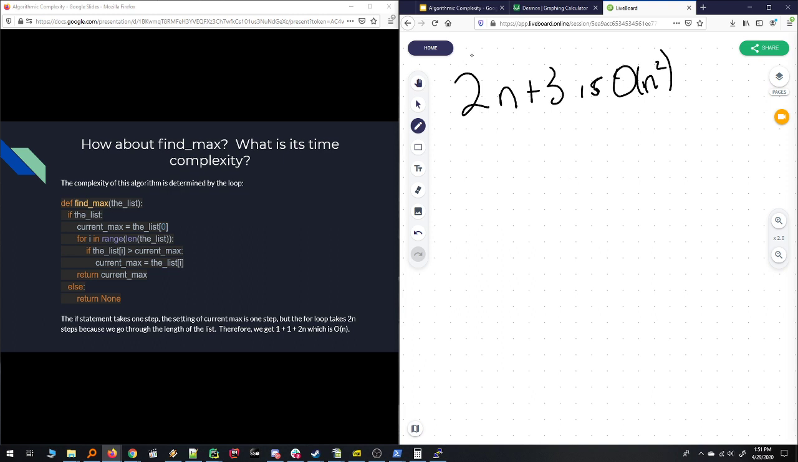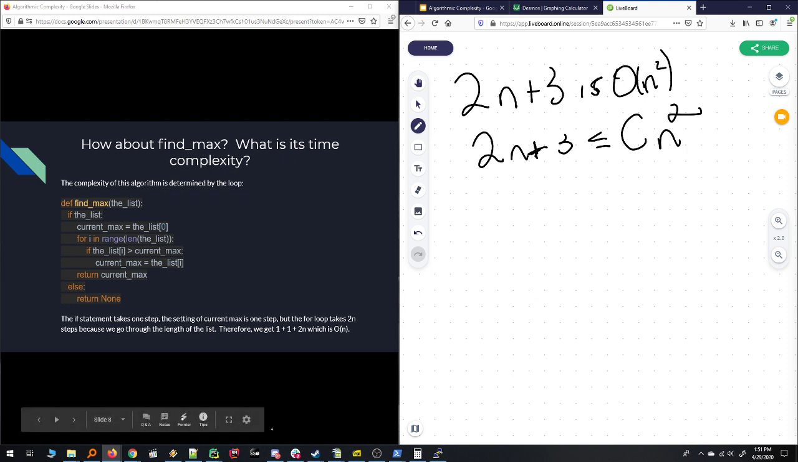So here's the thing to think about this, right? Why is this true? It's true because 2n plus 3 is less than or equal to, say, some constant c times n squared. And you might be like, oh, crap. I don't really know how to do this bounding operation. This algebra is really hard.